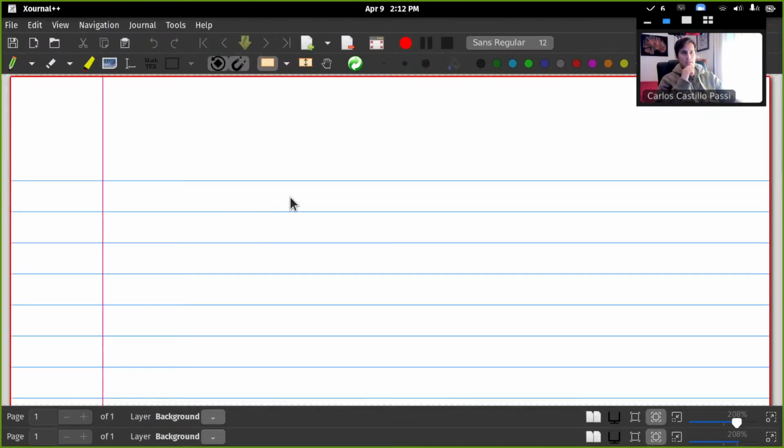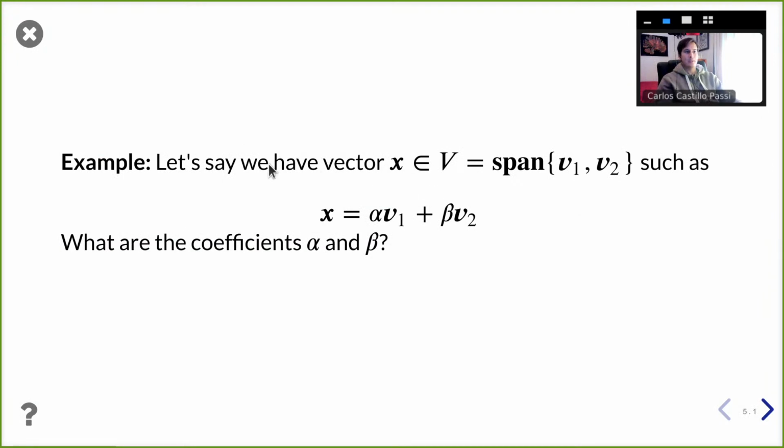My example is, let me show it again. Let's say we have a vector x that belongs to this vector space V that is defined as the collection of all the linear combinations between the vectors v1 and v2. Obviously, here I am assuming that v1 and v2 are linearly independent, such that x equals alpha times v1 plus beta times v2. What are the coefficients alpha and beta? That's the question.